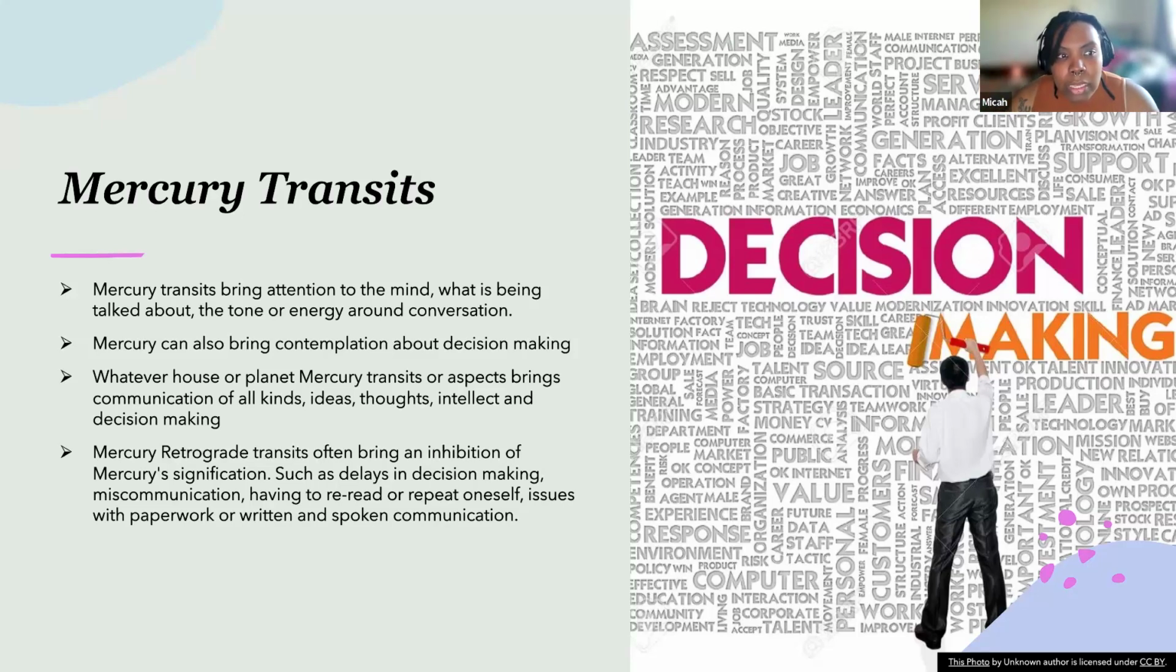So Mercury is more about the small details and the thoughts that are happening, whether it has to do with decision making or not. It's just the thoughts that we have, our thought process, as well as how we're communicating with other people. Even communicating with ourselves can also be a big thing.